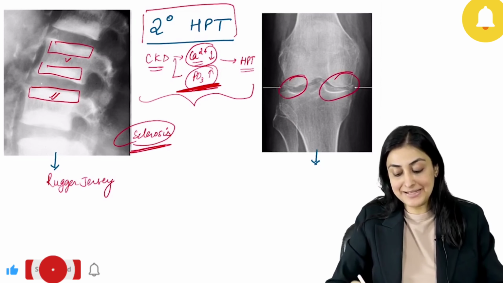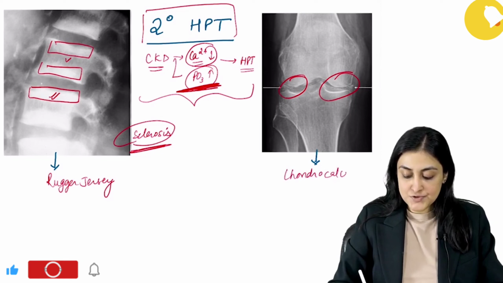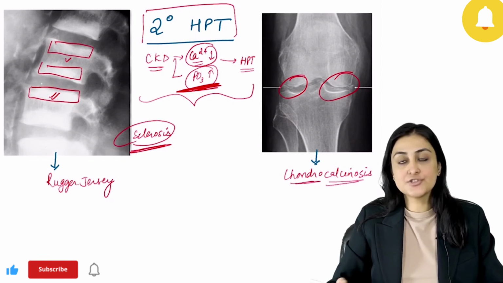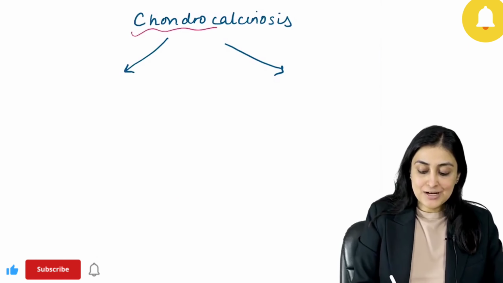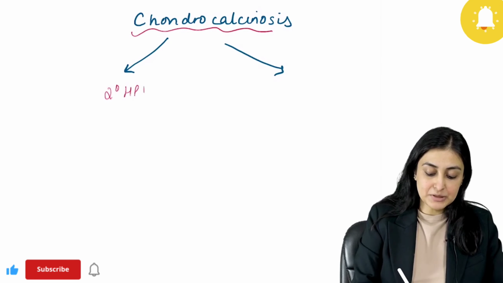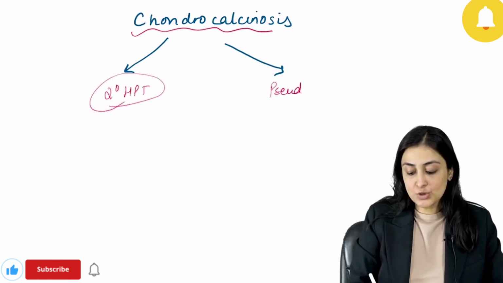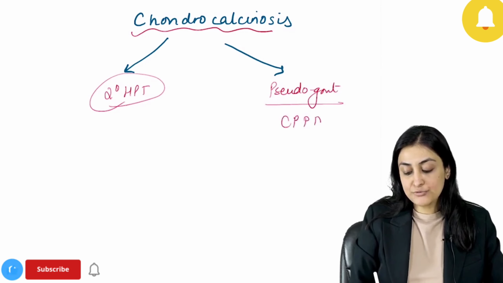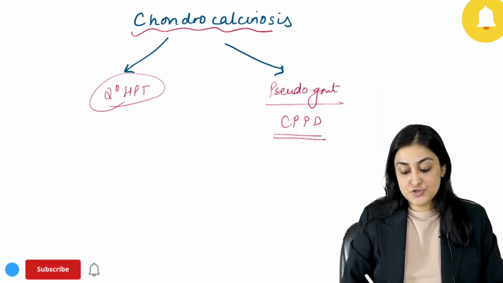In the knee and the wrist you will have calcification of various ligaments like the menisci. So this is called chondrocalcinosis. Remember, this is referred to as chondrocalcinosis when cartilage or menisci get calcified. So remember chondrocalcinosis with two diseases. One that we are seeing, secondary hyperparathyroidism, and the other one I want you to remember is pseudogout. Pseudogout is again because of calcium pyrophosphate deposition.